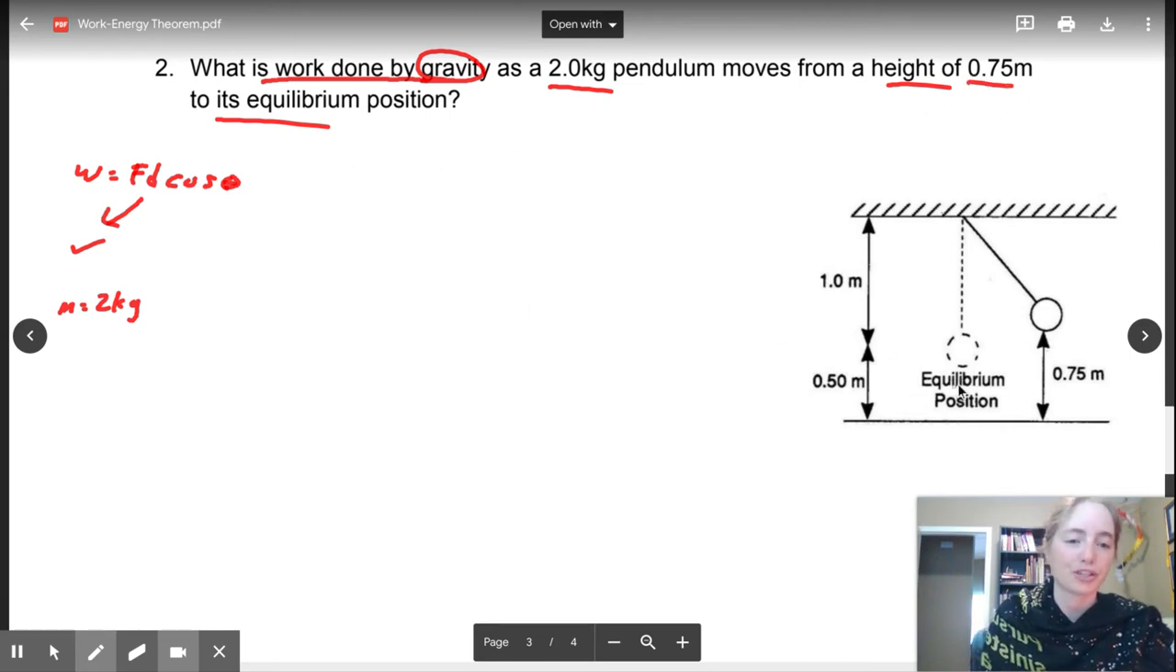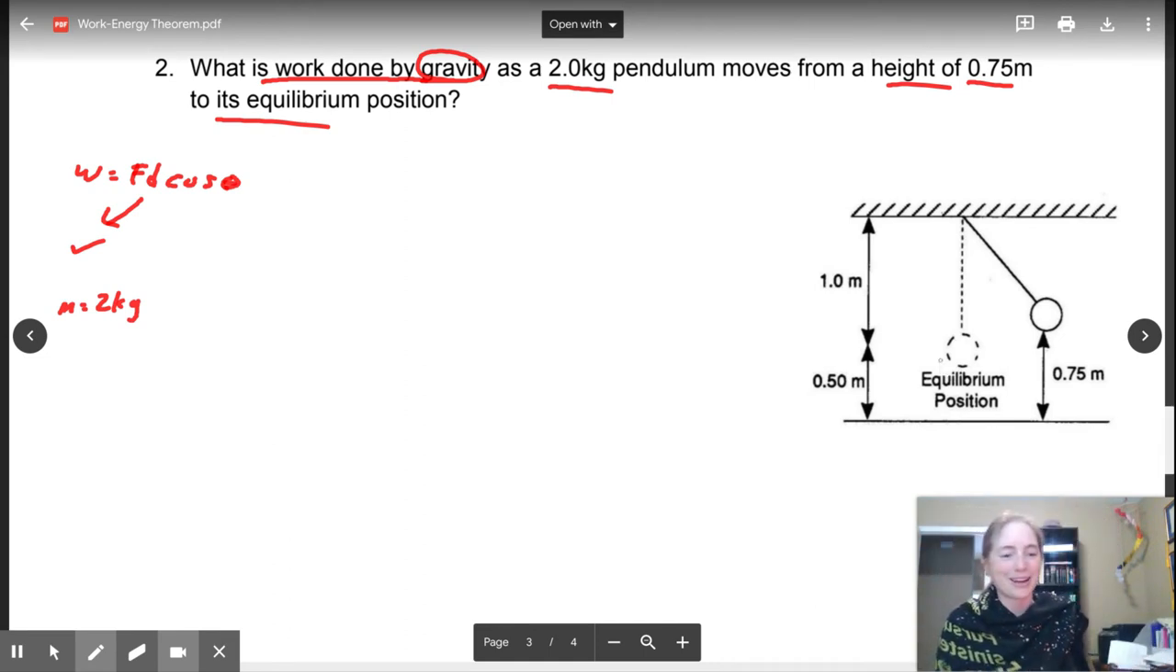position. Well, here's our pendulum, and here's our equilibrium position. Okay, so remember, a pendulum is any object held onto a string that's going to be swinging back and forth, back and forth. Normally, I'd start swinging my keys, but I don't have a set of keys.